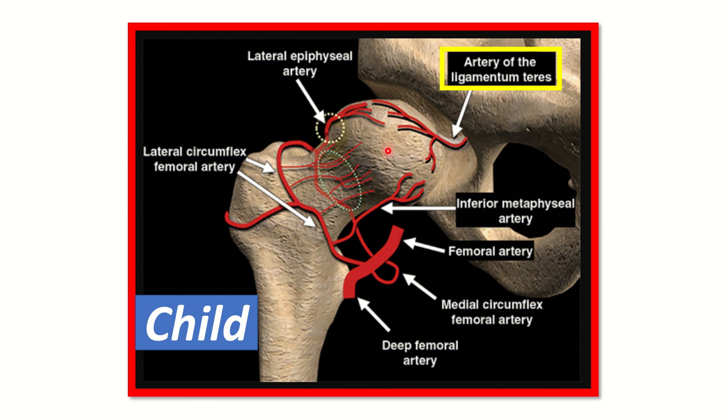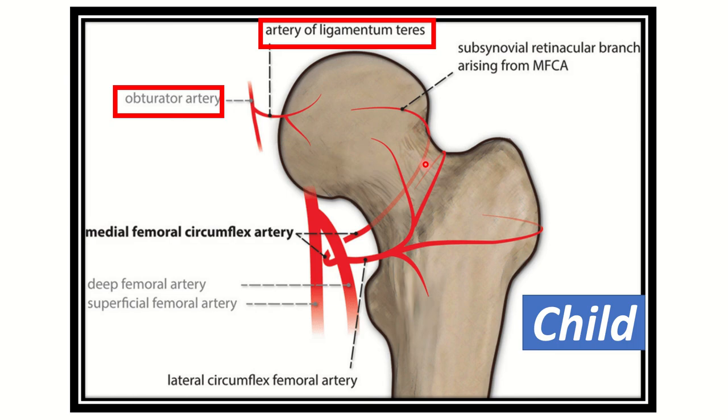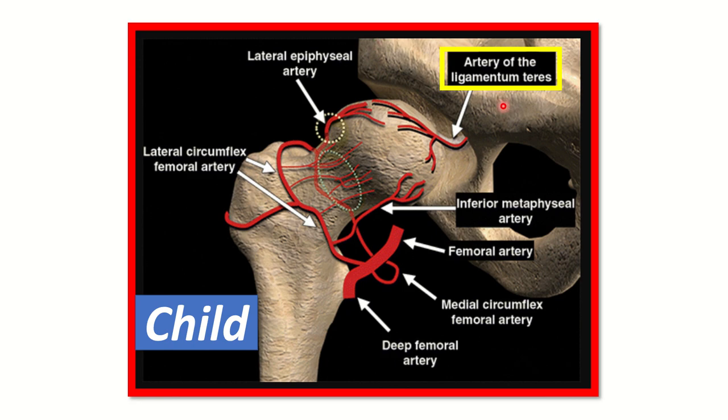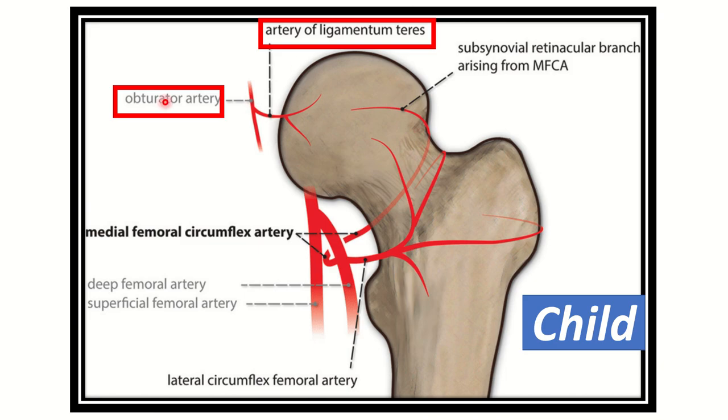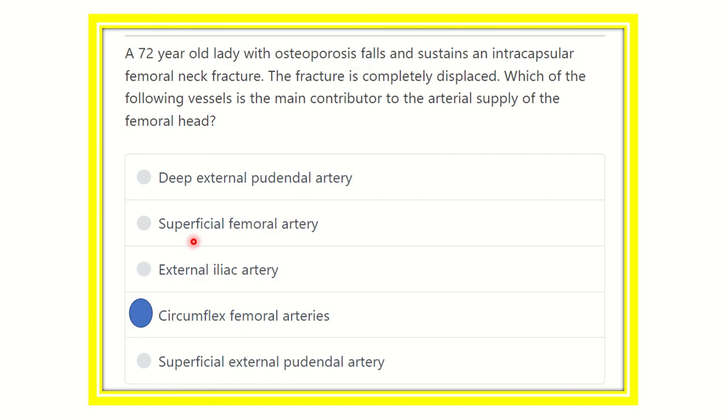In a child, the head of the femur is supplied by the artery of ligamentum teres together with the circumflex artery. In the second picture we can see this very clearly. In a child, this is the artery to ligamentum teres, or foveolar artery, arising from the obturator artery, and it supplies part of the head of the femur in children, not in adults. In adults, it is supplied by the circumflex femoral artery.